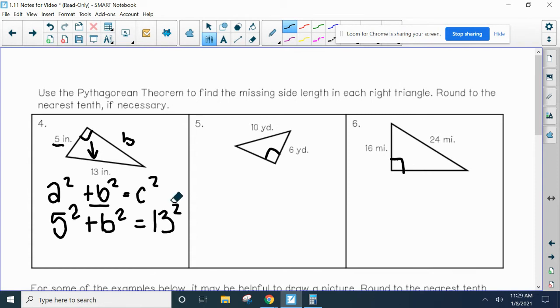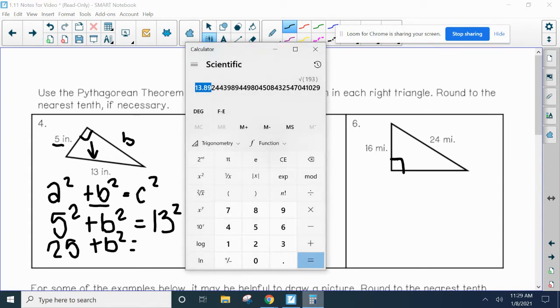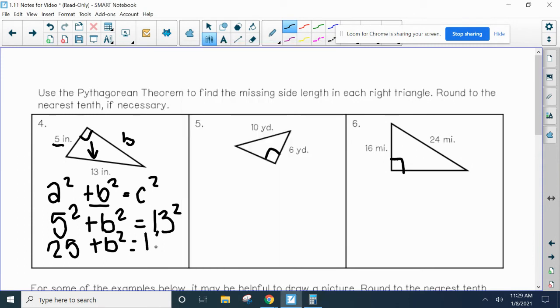So we can still go ahead and square our numbers that we do have. So I know 5 times 5 is going to give me 25, plus our side length that we don't know squared equals, and 13 squared, I just want to double check, I believe is 169. So 13 times 13 is indeed 169. So this time, before we added them together, this is your really only big difference. We're going to go ahead and subtract that 25 from both sides.